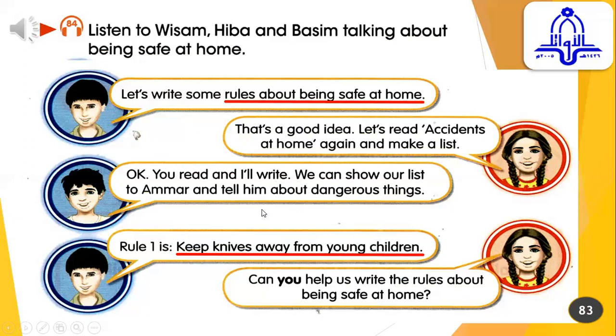So, we can understand from this conversation between Wissam, Hiba and Basim. They try to write rules how to be safe at home. And after that, they will read these rules to Ammar. Give these rules to Ammar because Ammar is smaller than them or younger than them.